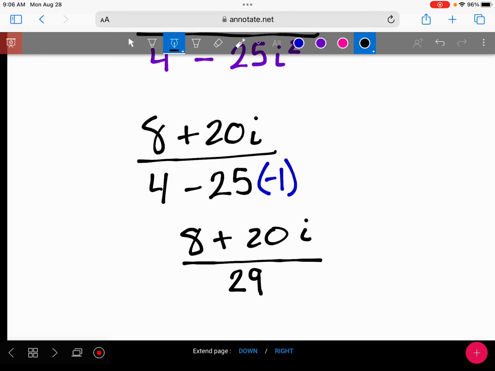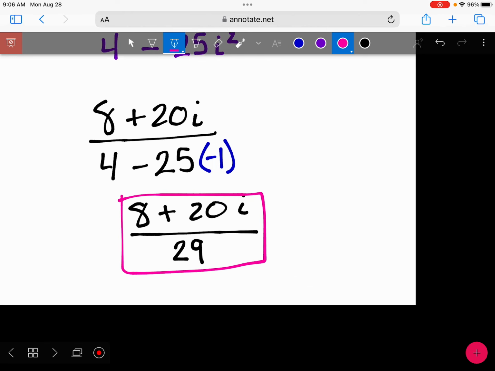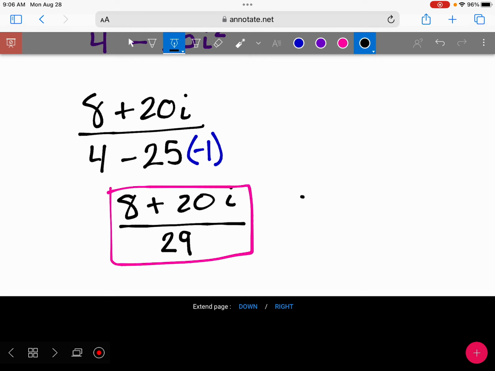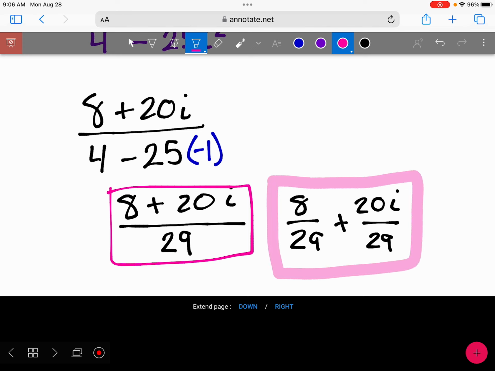Try that again. You were on the right vibe, but you made a very simple arithmetic mistake. So be careful with it, okay? That is our answer. There are no more i's in the denominator. You can also write it, if we need to simplify, as 8 over 29 plus 20i over 29, and then it looks more like a complex number, according to the definition. So this is also fine. Those are both fine. I am fine with either one.